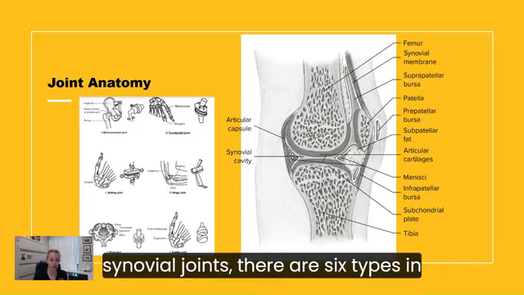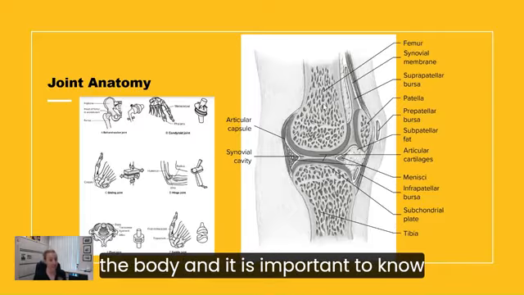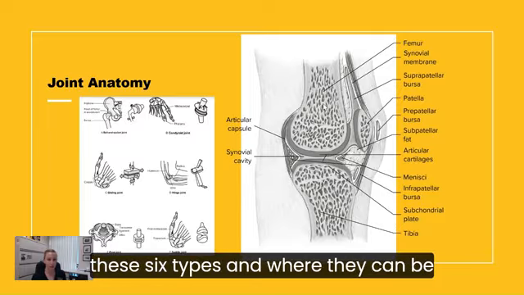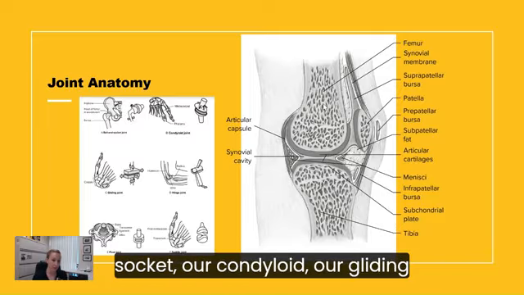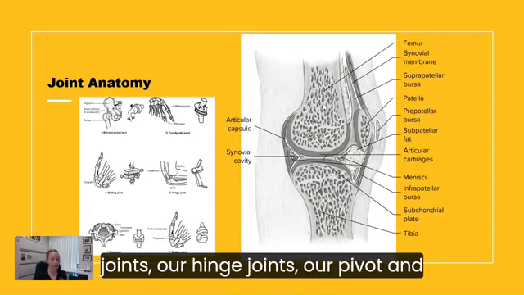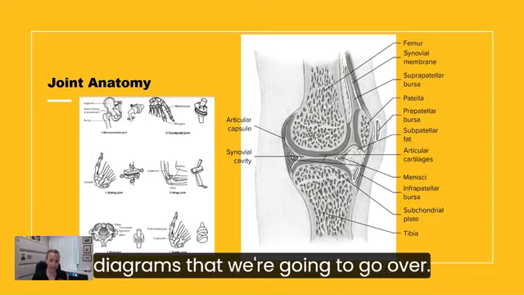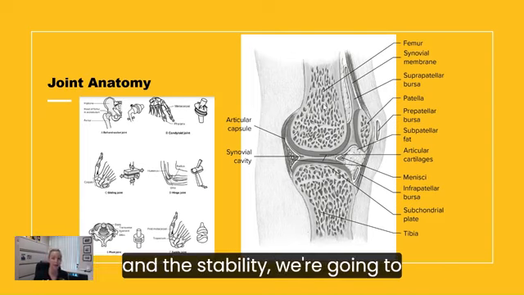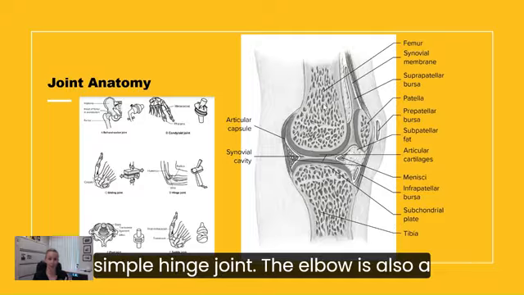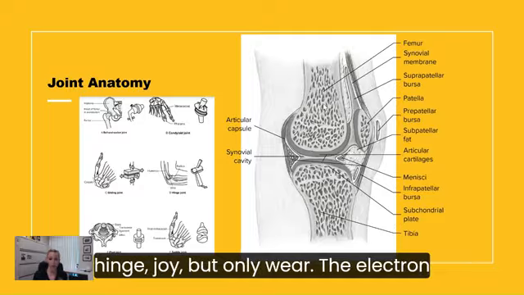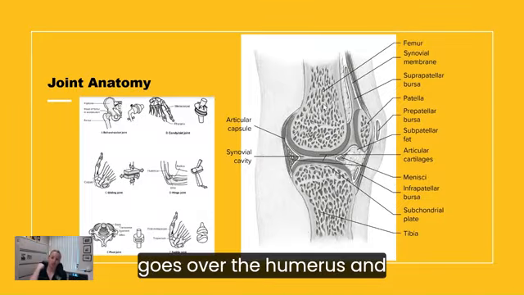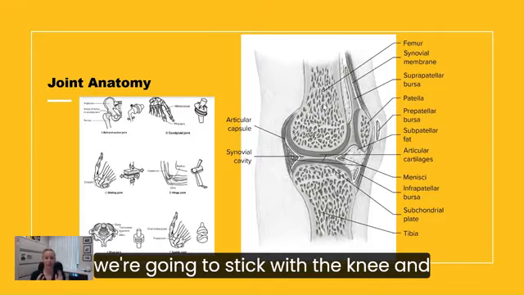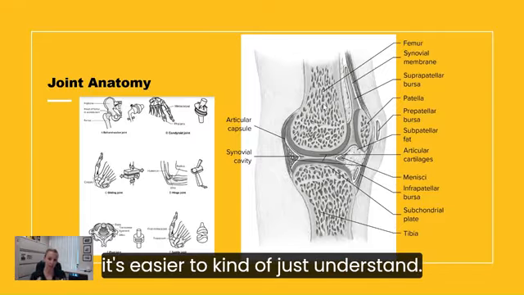So when we talk about synovial joints, there are 6 types in the body, and it is important to know these 6 types and where they can be found in the body. So we have our ball and socket, our condyloid, our gliding joints, our hinge joints, our pivot, and our saddle. For a lot of these diagrams that we're going to go over when we're learning the contents and the stability, we're going to be referring to the knee because it is a simple hinge joint. The elbow is also a hinge joint, but only where the olecranon goes over the humerus. And otherwise, there's a pivot joint too. So we're going to stick with the knee, and it's easier to understand.